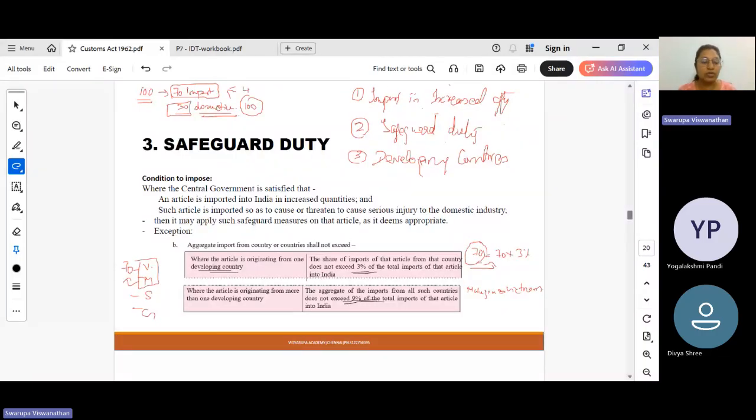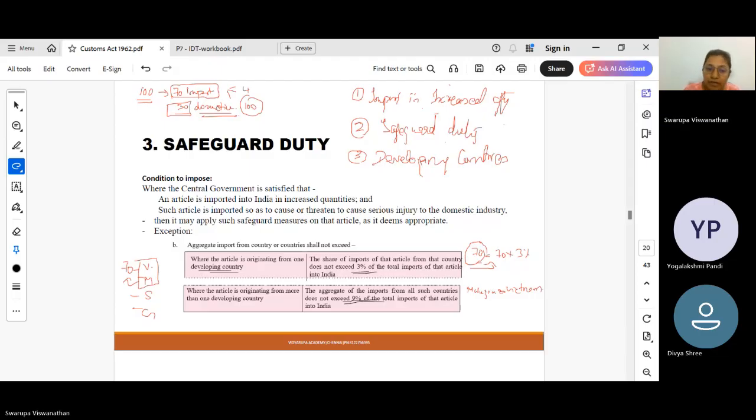Government has found out that there is an article that is being imported into India in such excess quantities. Okay, and it is imported in high quantities that it is giving a threat to the domestic industry. So in that case, they have to take immediate measures to correct what has gone wrong. So they charge a safeguard duty. Safeguard duty where an article is originating from a developing country.